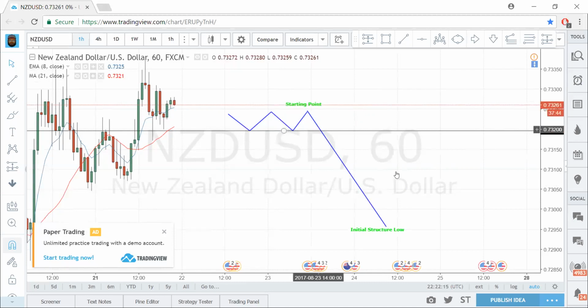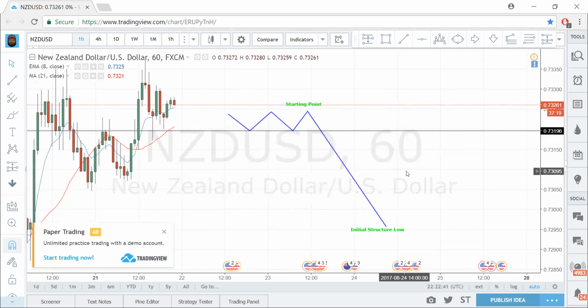So with this impulse leg, what the market does is it stops right here at the initial structure low. The initial structure low is a point where the market decides to retrace, going for our outside return. So how do you find your outside return?